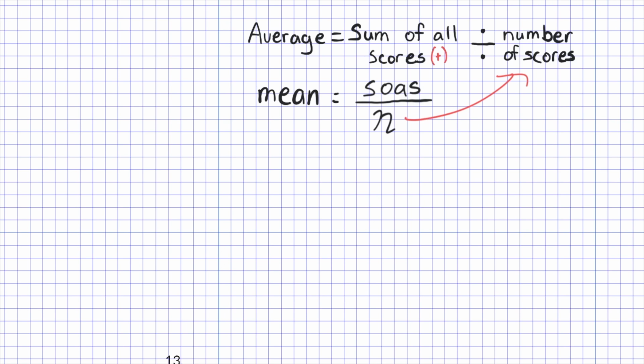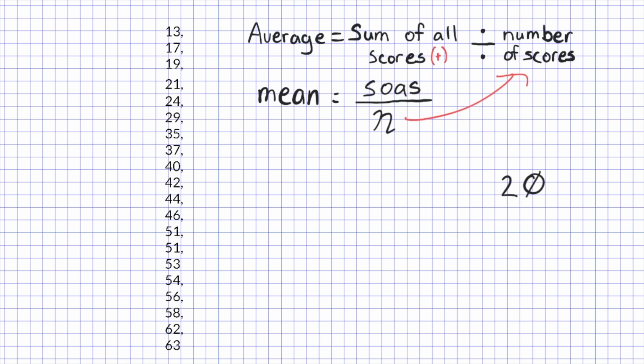So what we have right here is a data set to practice with. This is a data set of 20 scores, and we want to find the mean. Okay, so as we said earlier, the mean equals sum of all scores divided by the number of scores, which in this case, 13 plus 17 plus 19 plus 21 and so on, all the way down.